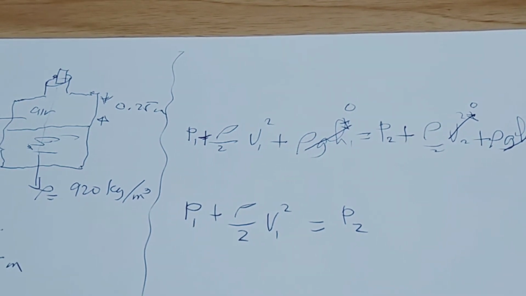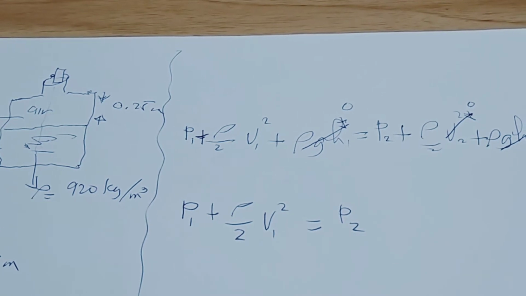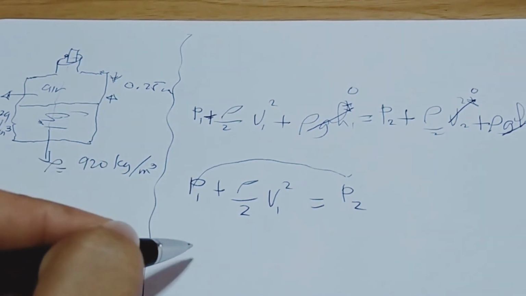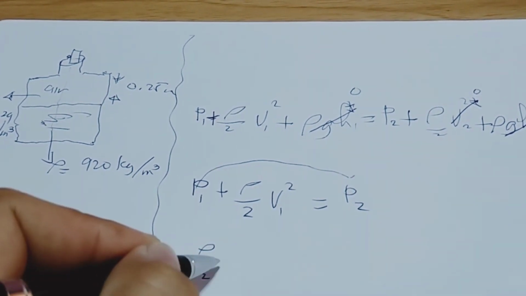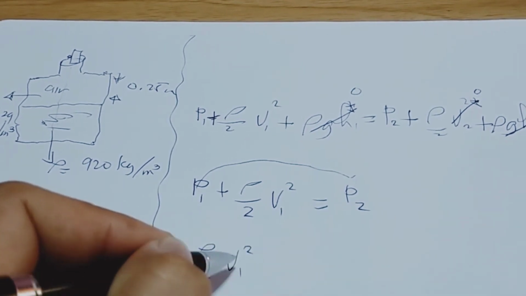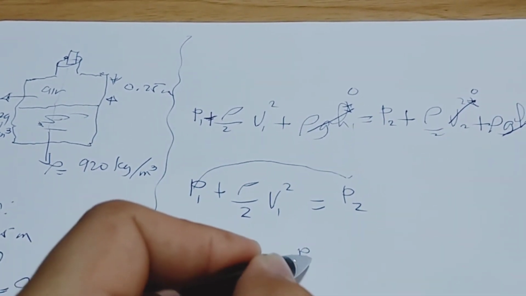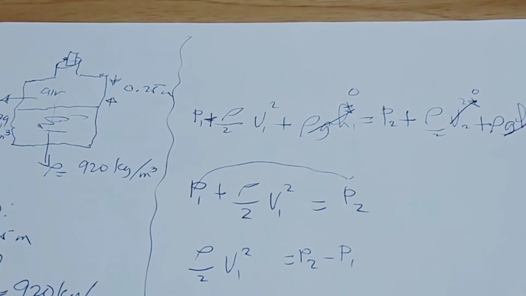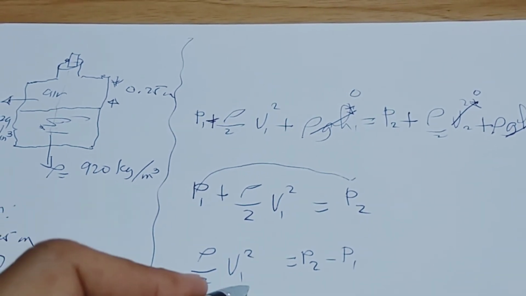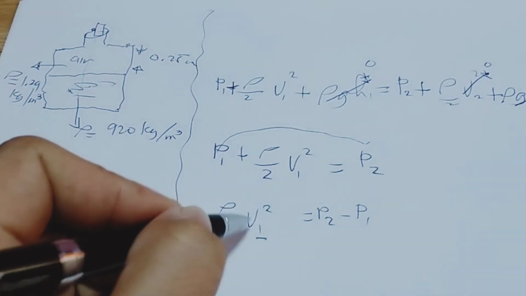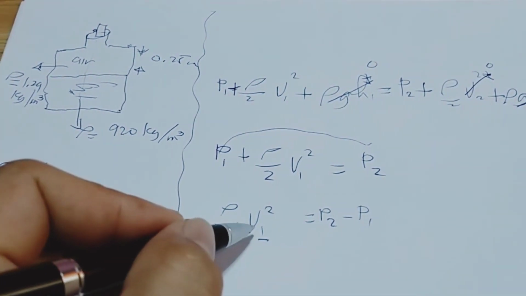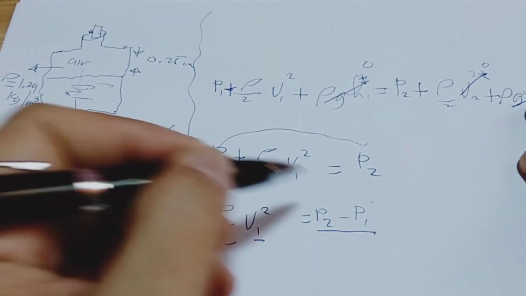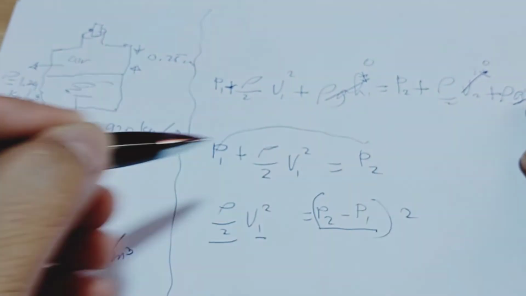And then, since yan na lang po ang natira, pwede po nating ilipat to dito. Kaya magiging negative P yan. So, mangyayari magiging rho over 2 V squared sub 1 is equals to P sub 2 minus P sub 1. Okay? Ang hinahanap po natin ay ito, initial velocity, di ba? So, para mailabas natin to, ang gagawin lang natin is to multiply muna by 2 both sides.